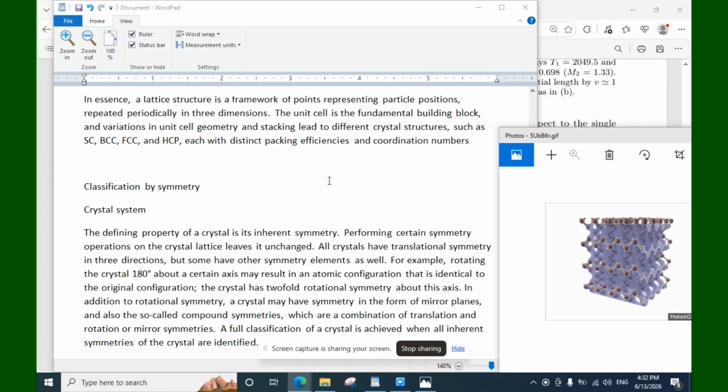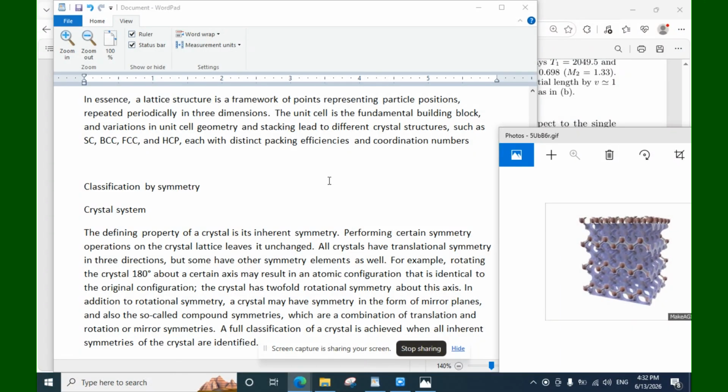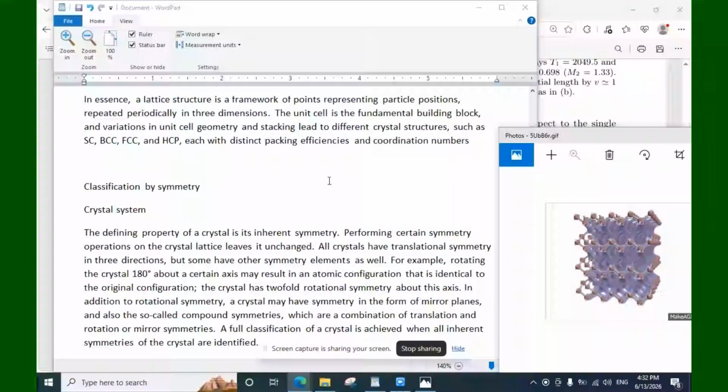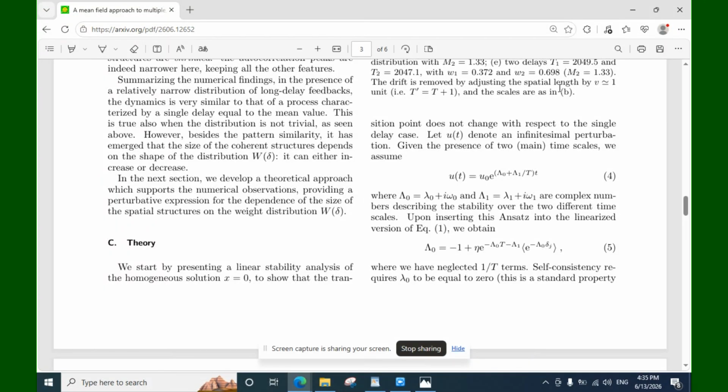In addition to rotational symmetry, a crystal may have symmetry in the form of mirror planes, and also so-called compound symmetries, which are a combination of translations and rotation or mirror symmetries. Full classification of a crystal is achieved when all inherent symmetries of the crystal are identified.